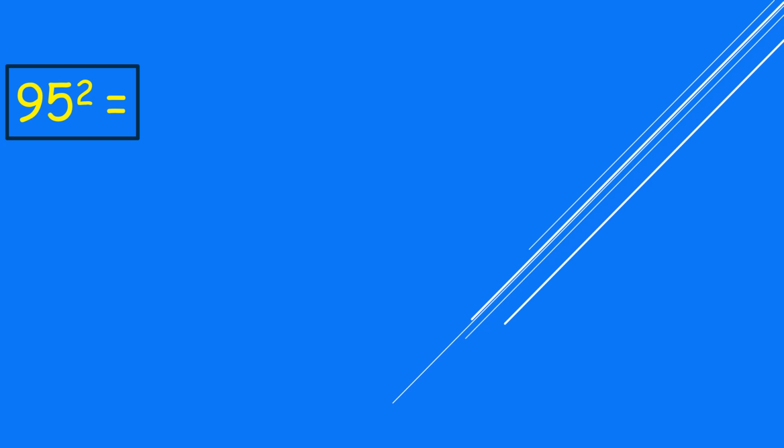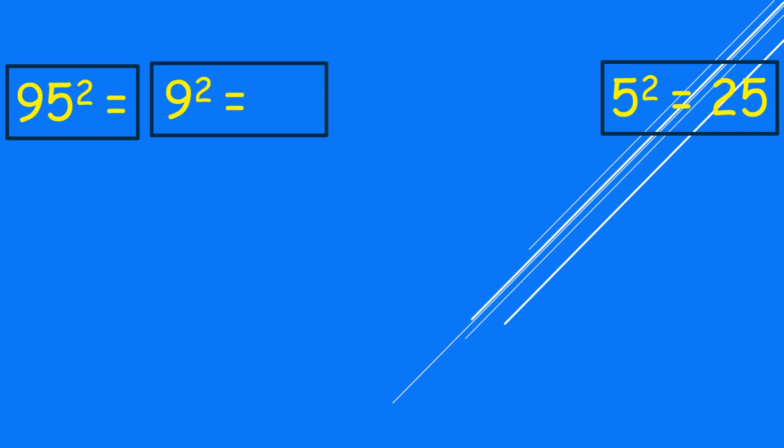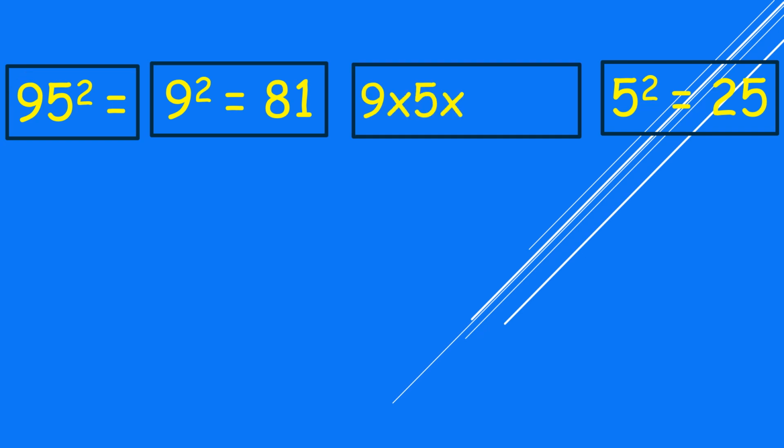We'll look at 95 squared this time around. What we'll first do is square the 5 to get 25. Then we square the 9, and 9 times 9 is 81. To have the middle term, we multiply 9 by 5 and by 2. 9 times 5 is 45, and 45 times 2 is 90.